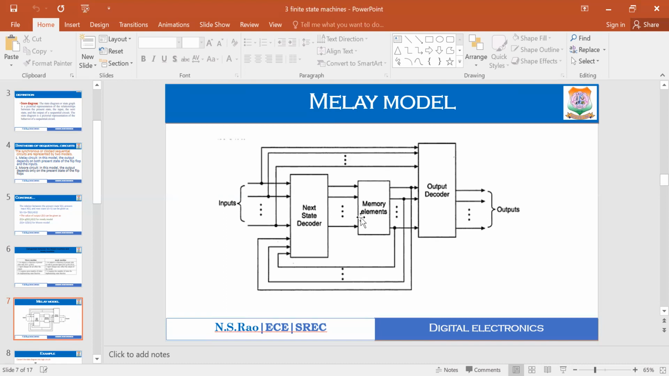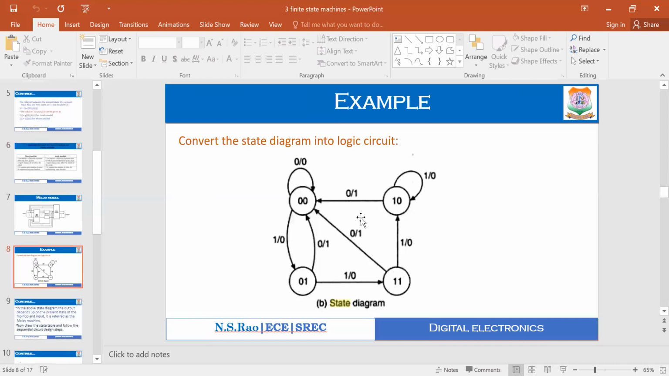Let us see a small example. It is a state diagram. It has the 0 0 state, 0 1 state, 1 0 state, and 1 1 state here. Whenever you see the diagram, the 0 0 state has two moves, one for 1 and one for 0. Whenever the input is 0, it goes to the same state and the output is 0. Whenever the condition is 1, it moves to the 0 1 state, and the output is 0 here.